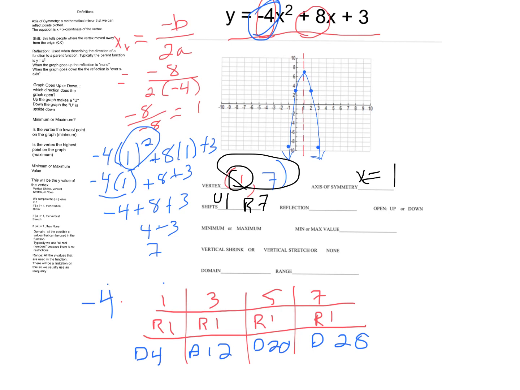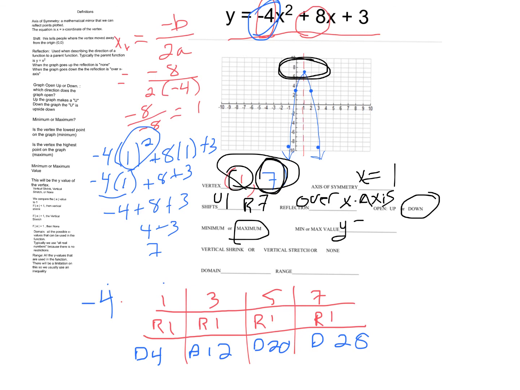Reflection, again, because the U is upside down, it's over the x-axis. Okay, make that an I. Does this open up or down? Again, because it's making an upside down U, it is down. My vertex is the highest point on my graph, therefore it is a max. The max value, again, is the y coordinate. y equals 7.